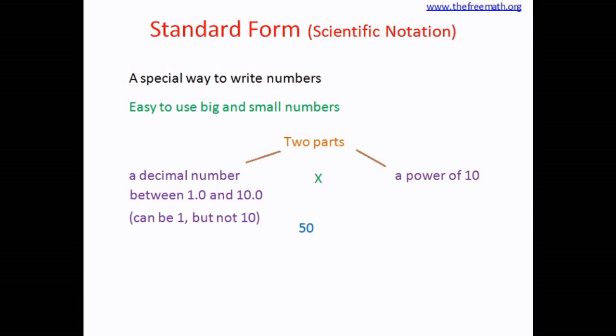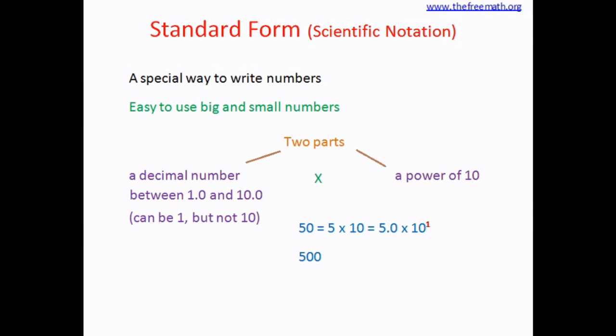Consider 50. I can write 50 as 5 multiplied by 10. Why 5 multiplied by 10? Because my second part always needs to be a power of 10. That's why I have written it like this. So this equals 5.0 multiplied by 10 to the power of 1. 5 means 5.0. It's the same thing. And 10 means 10 to the power of 1. So what I've written here is 5.0 multiplied by 10 to the power of 1. That is called standard form or scientific notation for the number 50.